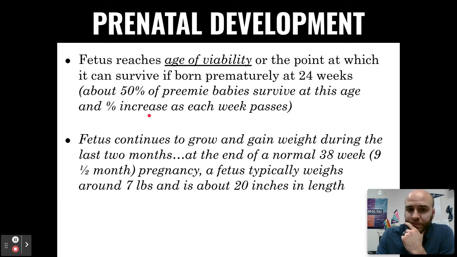From then, the fetus continues to grow and gain weight during the last 2 months of the pregnancy, and at the end of a normal 38-week cycle, which is about 9.5 months, a fetus typically weighs around 7 pounds and is about 20 inches in length. And obviously, every pregnancy and birth is different, and they happen at different times. But again, this is the average weight and length that we're talking about.